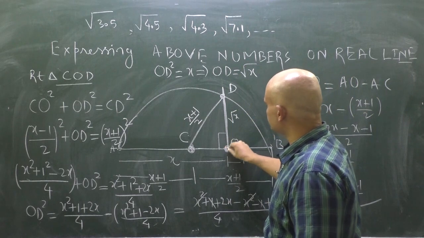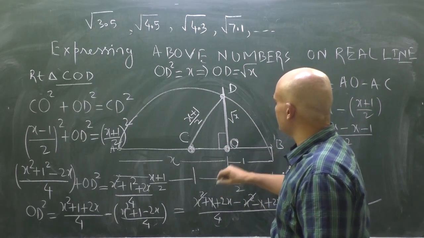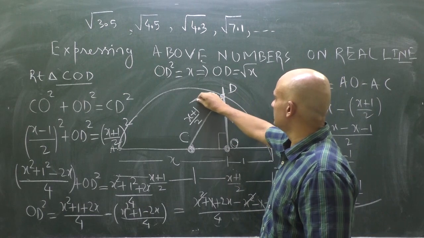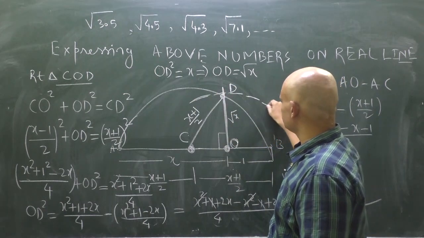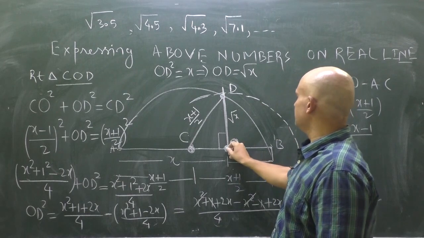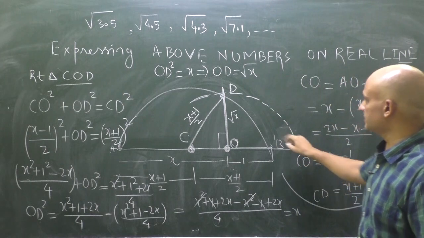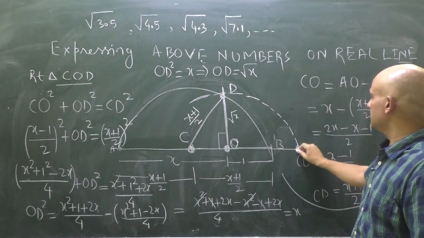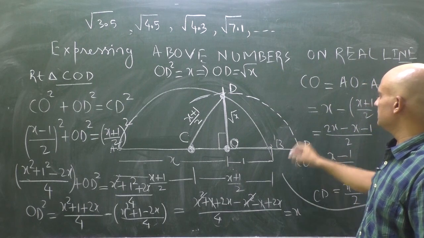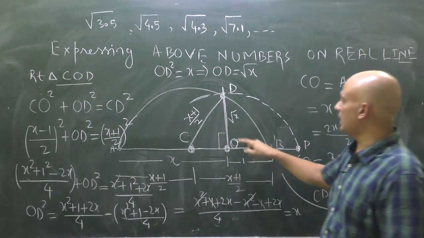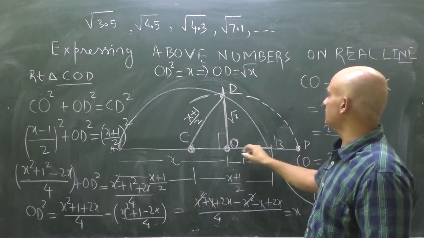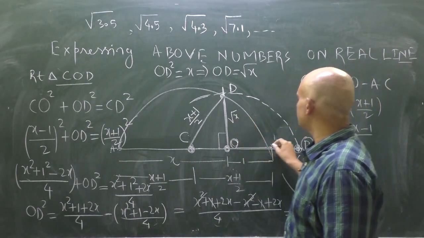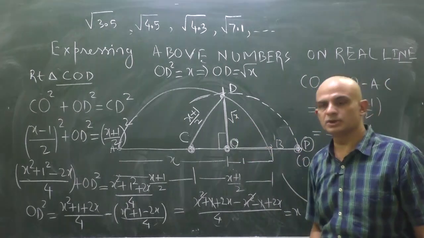Now keeping this O as center, draw a circle with this radius OD. We will find a circle like this. Where the circle intersects this line, let the point be P. This distance OP is root x, and point P will be the location of root x. So OP is root x.